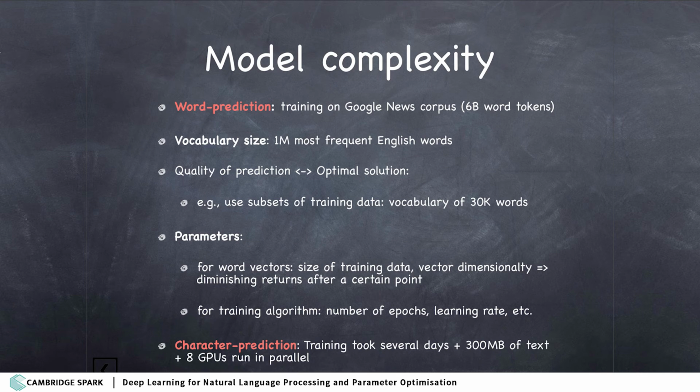And basically, there are lots of parameters to think about in that case. If we think about the word vectors themselves, this is going to include the size of the training data and the dimensionality of the space that we are considering. For the algorithm itself, we want to be thinking about the number of epochs, the learning rate, and all the other parameters. For the character prediction system that I overviewed, the training took several days, and it was actually using 8 GPUs run in parallel. So you can imagine how much effort this actually takes.